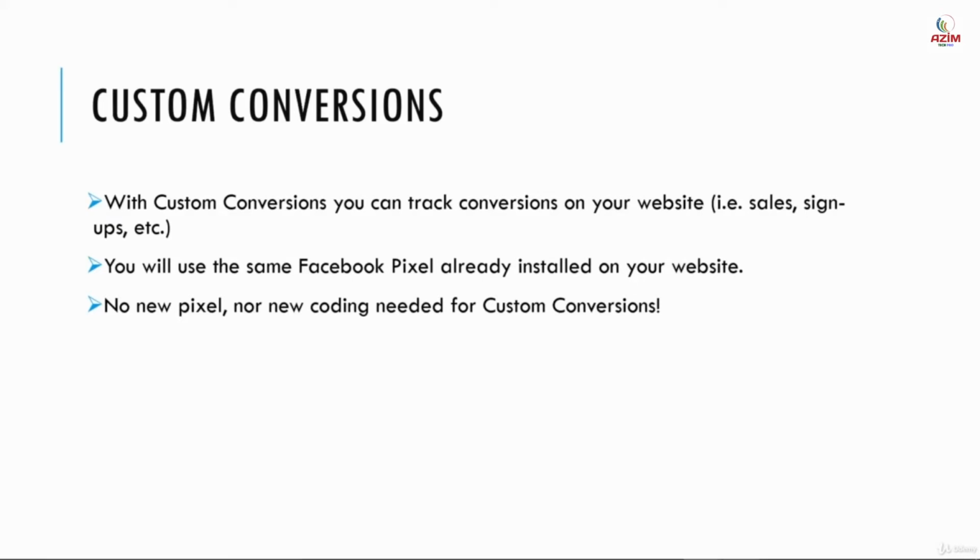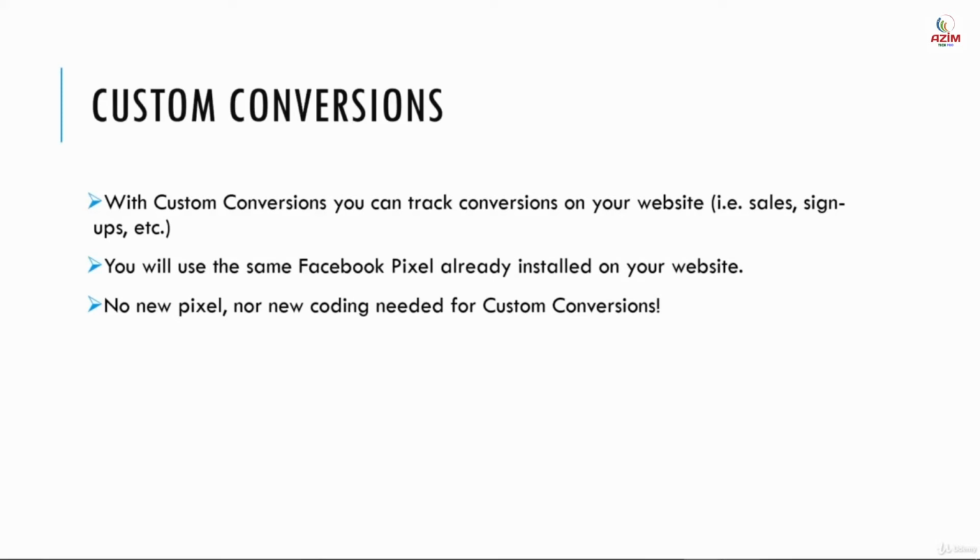As for custom conversions, you can use these as well to track conversions on your website, such as sales, signups, etc. The nice thing about this is you can use that base Facebook pixel already installed on your website. Say you installed it in the header file before the closing head tag. That Facebook pixel is on every page of your website. So no new pixel nor new coding is needed. Custom conversions just pulls data from people who landed on a specific website page.